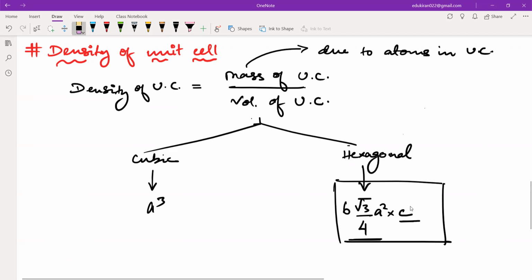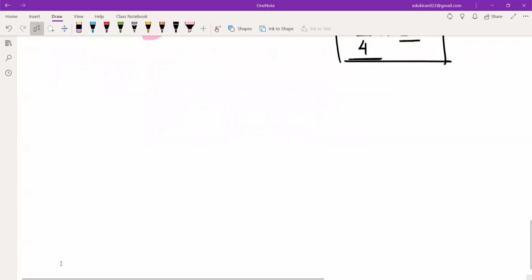Now we will be focusing more on the cubic unit cell because the cubic unit cell is more prominent. We have simple cubic, body centered cubic, and face centered cubic. Now we know the volume. Let us look at the mass of the unit cell, that is due to the atoms in the unit cell. So now we will be focusing on the mass of unit cell. Please don't write anything. Let me write it here. The mass of unit cell.